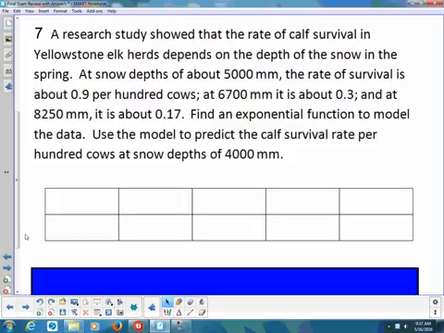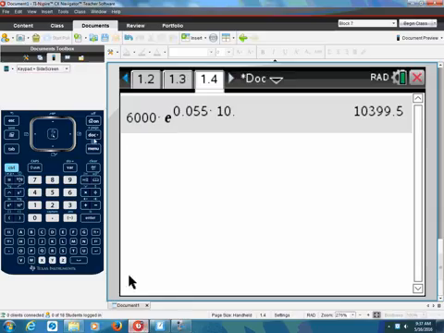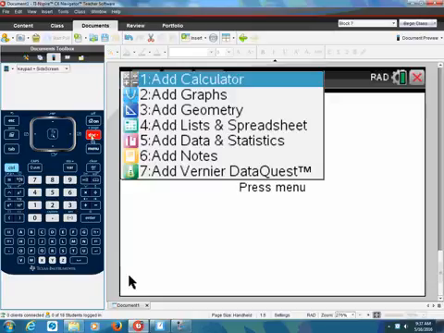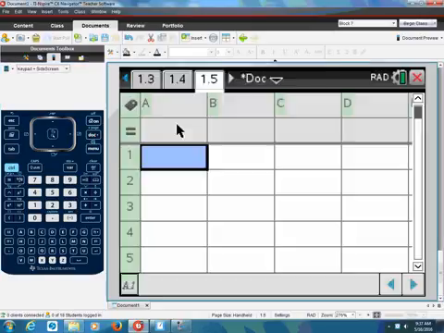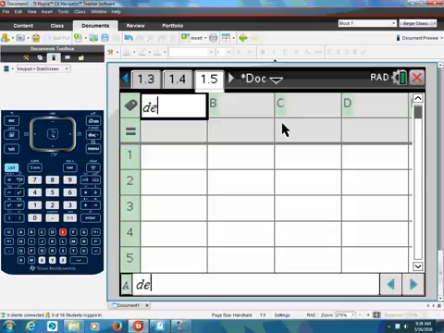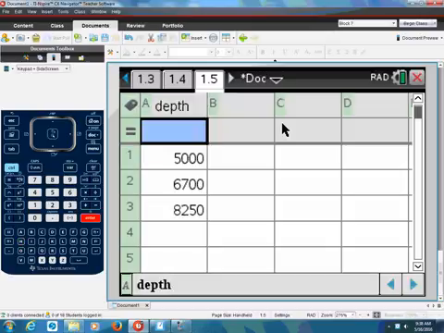So find an exponential function to model the data. Use the model to predict the calf survival rate. So join me, if you would, in going to your calculator. We are going to go to a list and spreadsheet page, and we're going to call this top one, like, you can call it D or depth, okay? I'm calling mine depth, and when you fill it in, I already had these entered from last class, so that's 5,000, 6,700, 8,250. Are we agreeing with this?